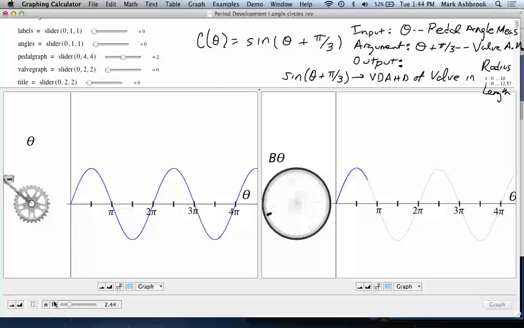So if I pause this, so we start at the beginning, and if we turn on the valve graph, what are we going to see? So right now, the pedal has not started its cycle yet. But what about the tire valve? It's already started. When theta is at 0, the tire valve is already pi over 3 of its way into the cycle of going around. It's already made pi over 3 because it's ahead, right? It's ahead.